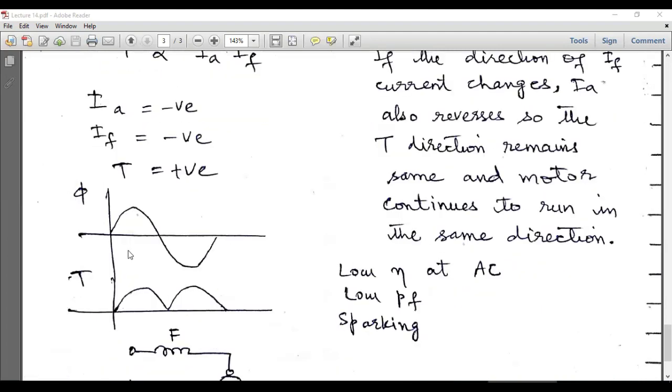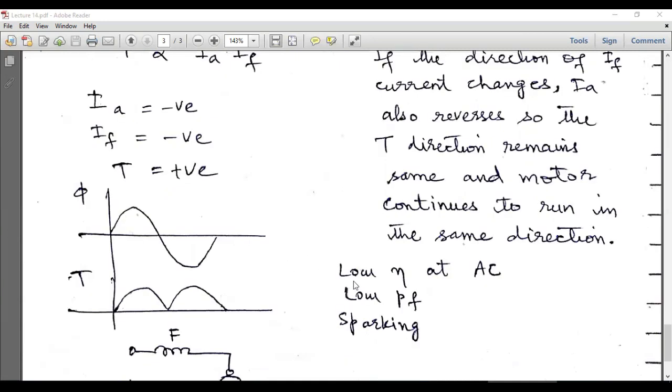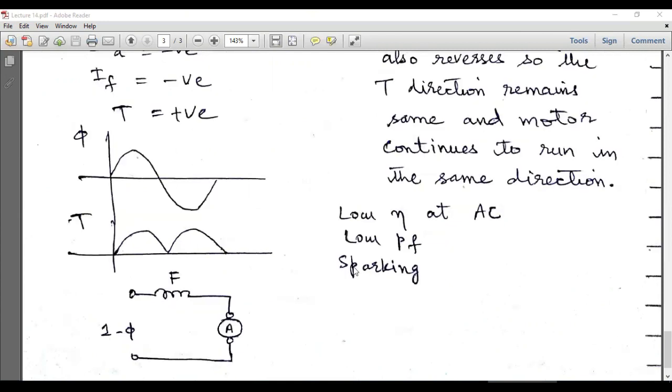So whether it is a positive cycle or the negative cycle of the current or the flux, the torque will be positive, which can be observed in this figure. If the direction of field current changes, Ia also reverses, so the torque direction remains the same and the motor continues to run in the same direction. This universal motor is nothing but a DC series motor, and we are operating the DC series motor under AC conditions. Under AC conditions, this motor provides smaller efficiency and a low power factor, and there will be sparking at the brush and slip ring contacts.